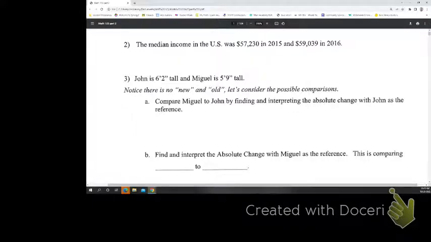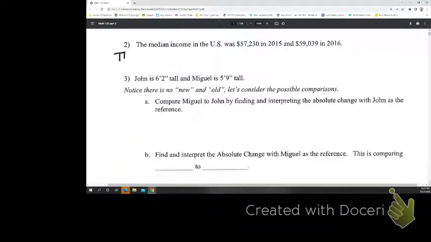So the median income in the U.S. was $57,230 in 2015 and $59,039 in 2016. So what is our absolute change? So 1,809. Increase, right?